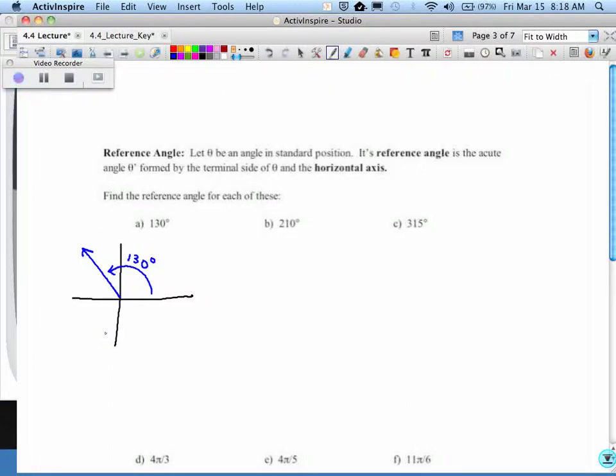But I typically don't work with 130 degrees. I will work with that space that's in between the terminal side. So remember, we've been drawing our triangles, right? And I keep saying theta is between the terminal side and the x-axis. So what is theta? 50. So that's your reference angle. Right there.